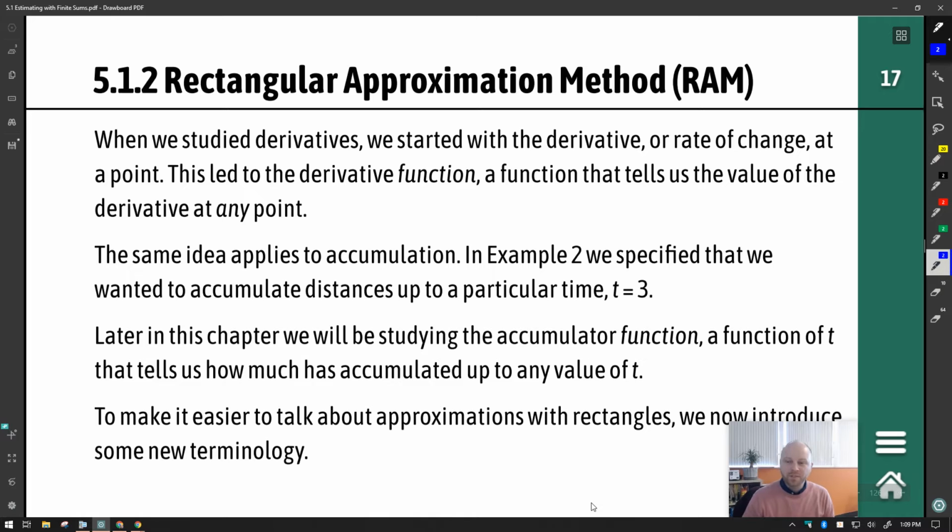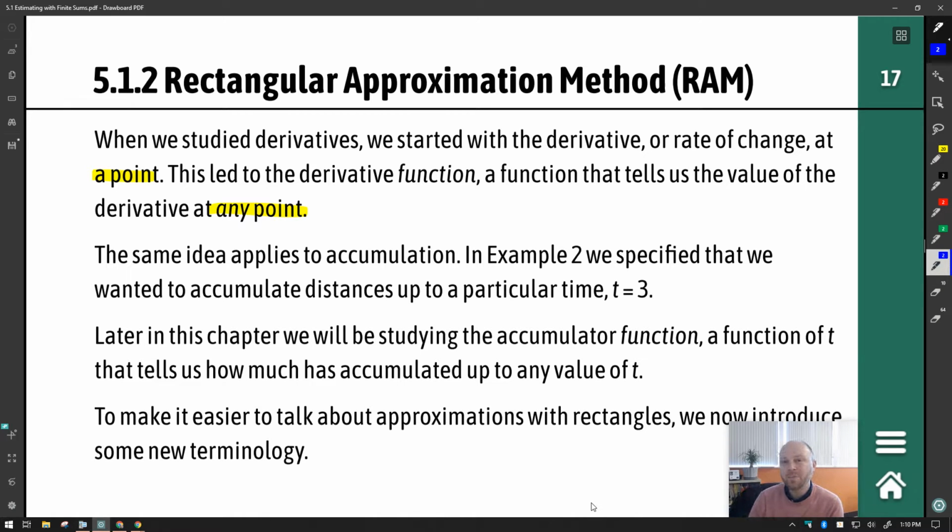So when we studied derivatives, we started with the derivative, or rate of change, at a point. Good place to start, always at one place. This led to the derivative function later on, a function that tells us the value of the derivative at any point. So we started out with the limit definition of derivative. It gave us the slope of the curve at one particular point. Quickly, we found out, though, that it was going to be important for us to know what the derivative was at many, or really any, point on a function. And that's how we developed the limit definition of the derivative function and all of our derivative rules from there.